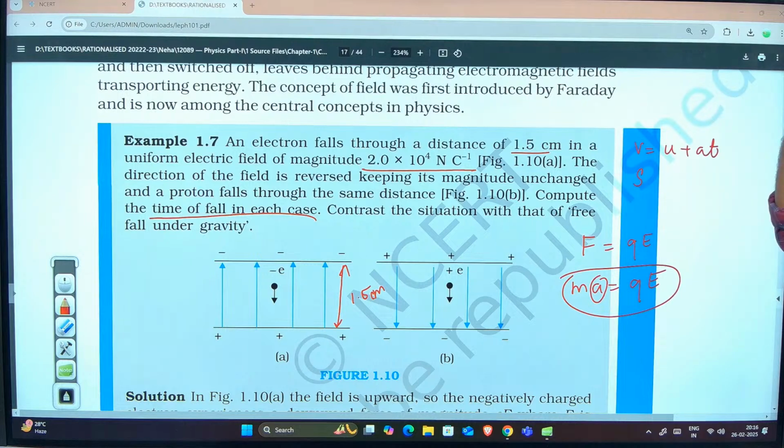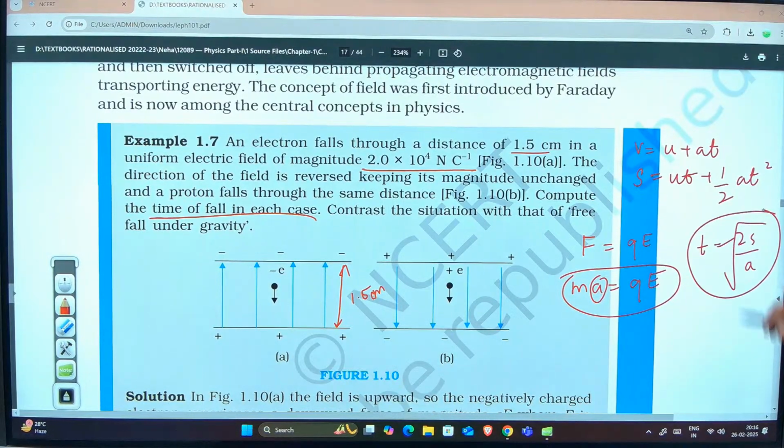Why make it complex? s = ut + ½at² is the second formula. ut will be 0 because u is 0. This helps me because s is known to me. So from here I will get the value of t as the square root of 2s/a. I hope you agree with me that the time period will be √(2s/a). s is known to me, a is known to me. Put it here, get the value of t. I hope you are getting my point. By solving, we will get the answer.